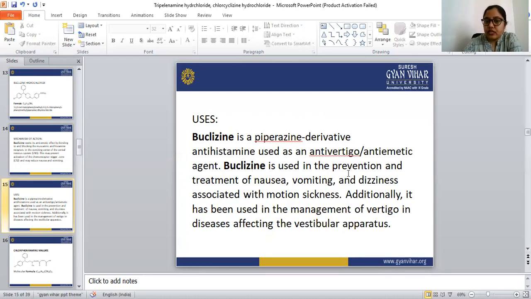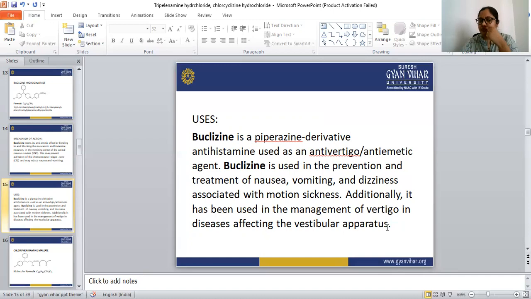Buclizine is also used in the prevention and treatment of nausea, vomiting, and dizziness associated with motion sickness. It also reduces and treats nausea. Additionally, it has been used in the management of vertigo in diseases affecting the vestibular apparatus.